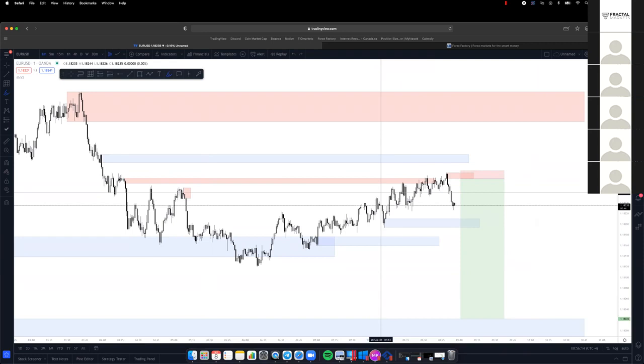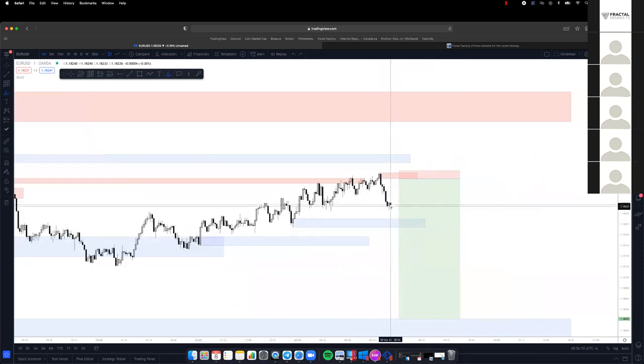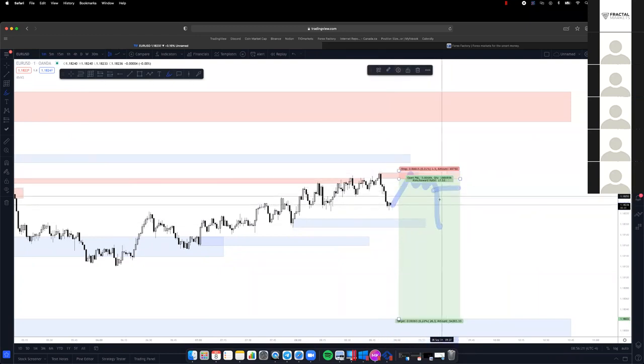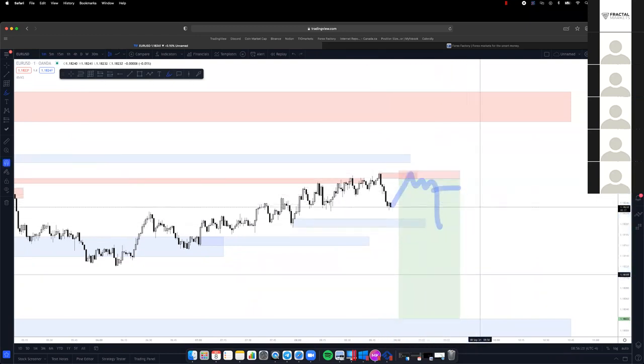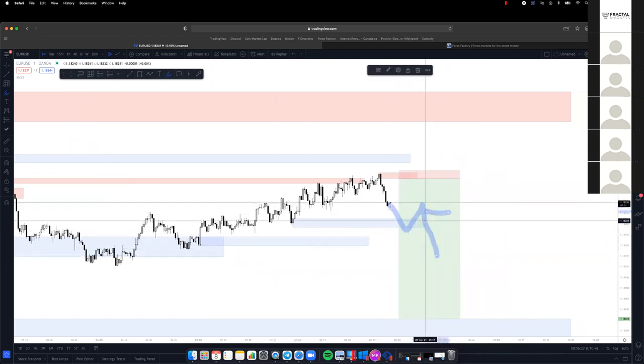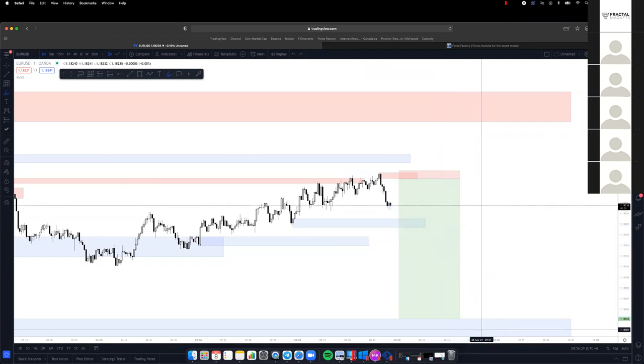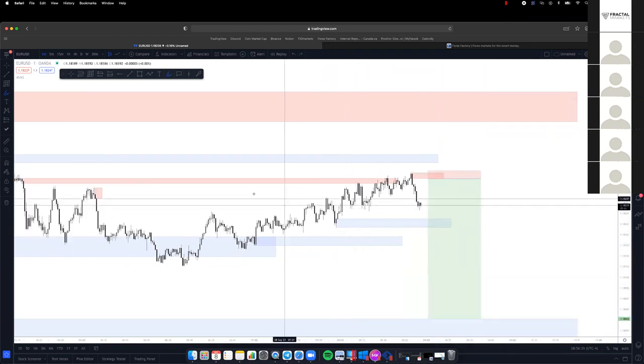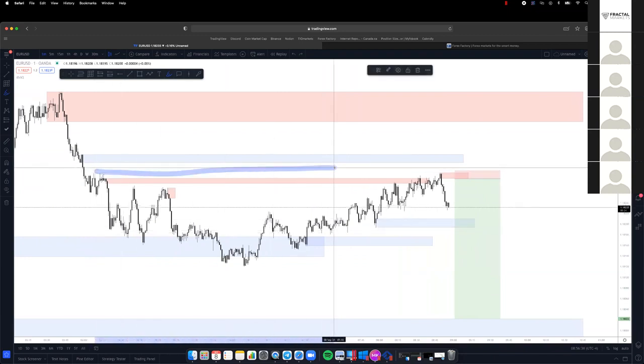Okay. So personally, the better setup for me is change of character, take the confirmation here, or you could potentially wait till we tap into here, produce this, and then take this. Up to you. Doesn't matter to me. Right now, I don't want to become liquidity, right?